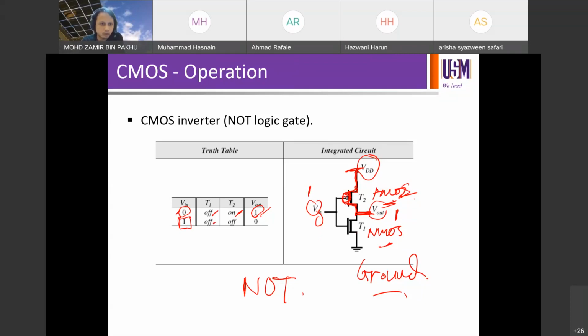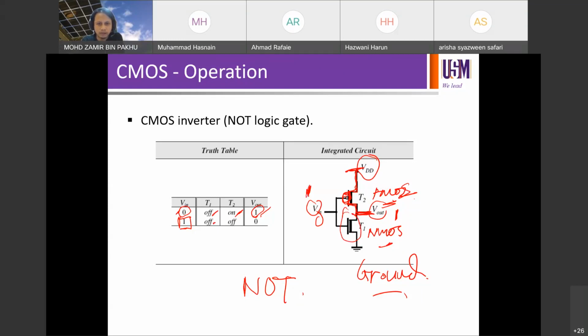Sorry, if Vin is 1, T1 will be off. Well, hold on. Vin is 1, T1 is off, T2 is off. Hold on, yeah. Vin is 1, so it's connected. Okay, T1 is on, it's connected. Then T2 is inverted, T2 is off.